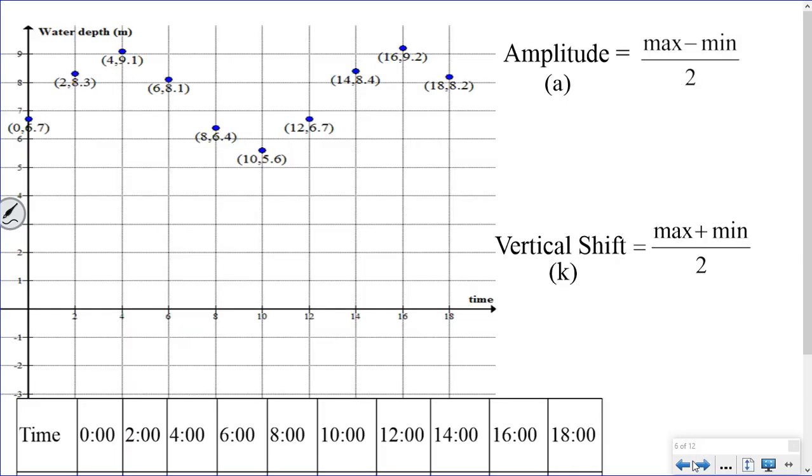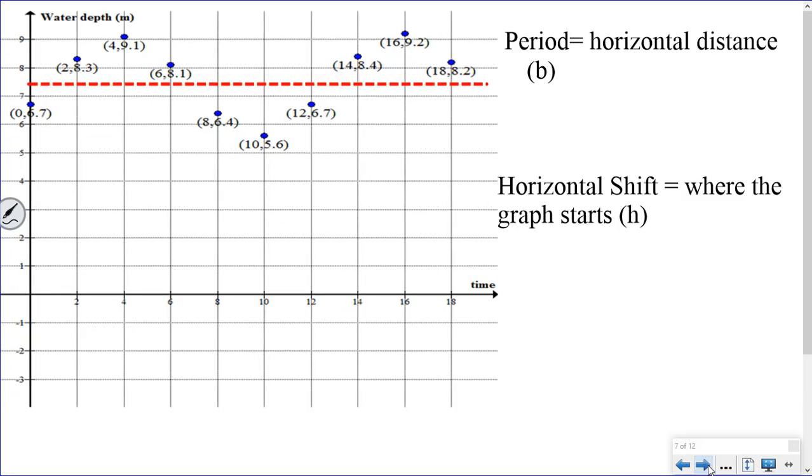What I can do is take that information and model it on a graph, and we can find things like my amplitude and my vertical shift, and we see right away, oh yeah, this does look like some kind of sinusoidal graph. And again, depending on how I'm starting, if I'm starting at low tide, starting at high tide, or starting at my mean sea level, I'm going to get either a cosine or a sine graph. So things like my sinusoidal axis are there, my period's there, my horizontal shift.